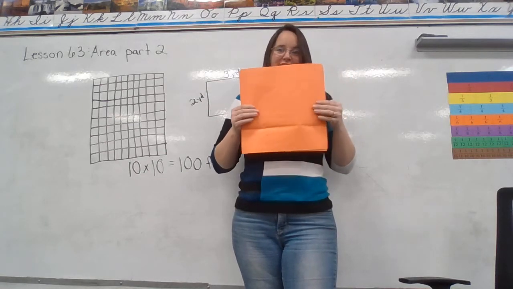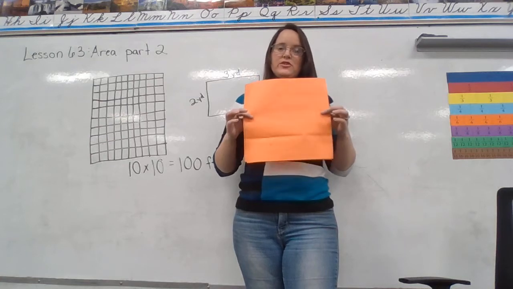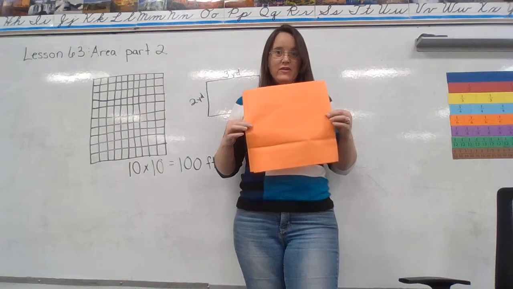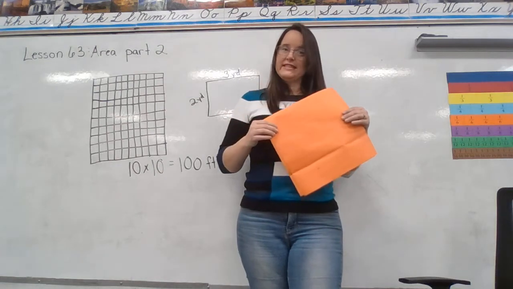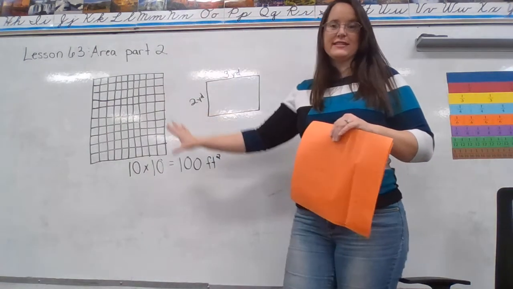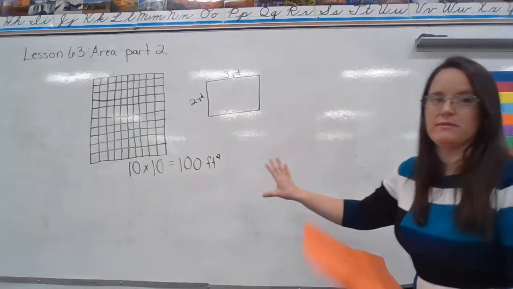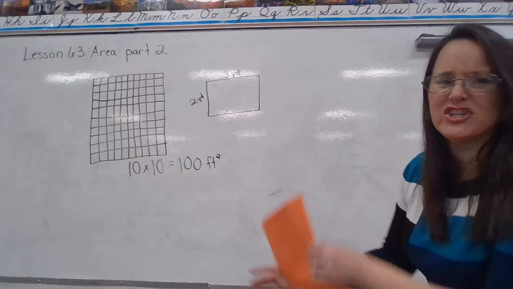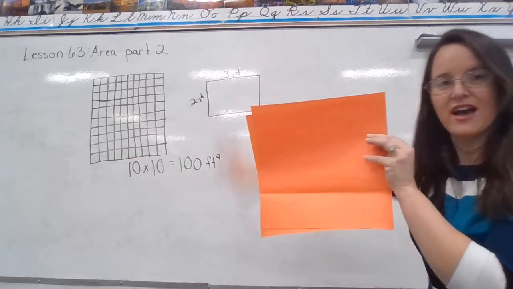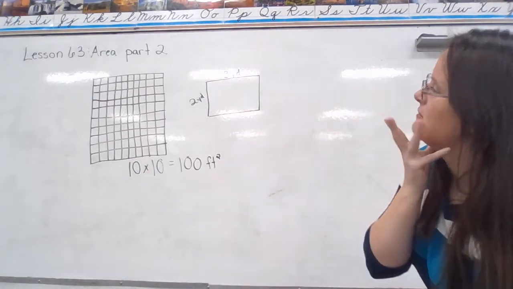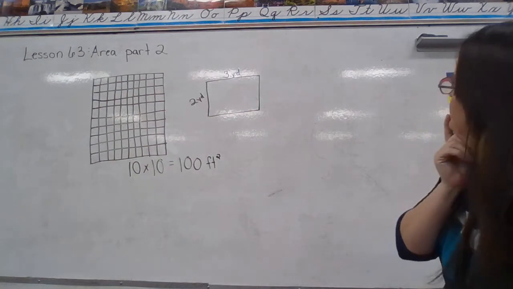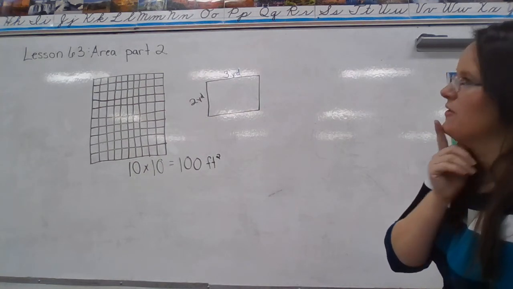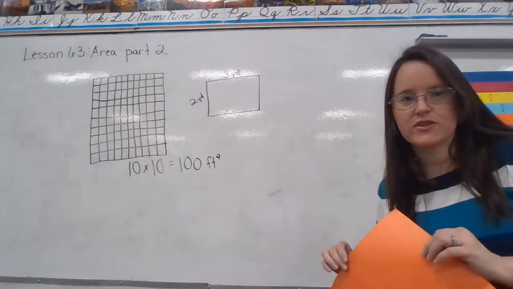And then there's an activity. We are going to estimate area of different objects in our house. So, for example, if I were going to estimate the area of my whiteboard, I would look at it and kind of picture these squares covering it up. And I might say, I think my whiteboard is going to be 30 square feet.